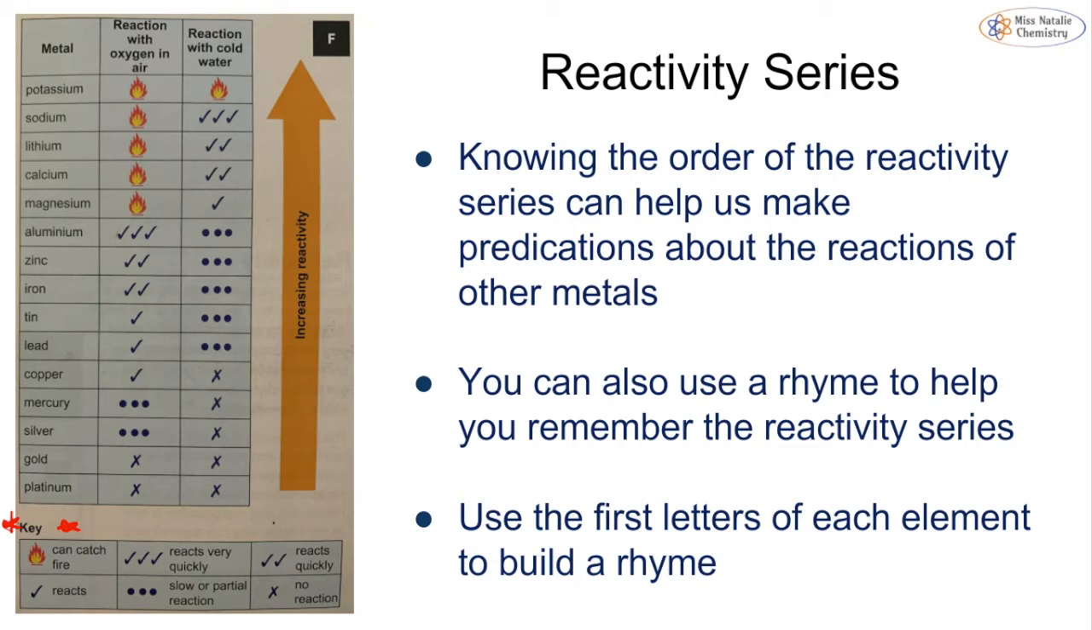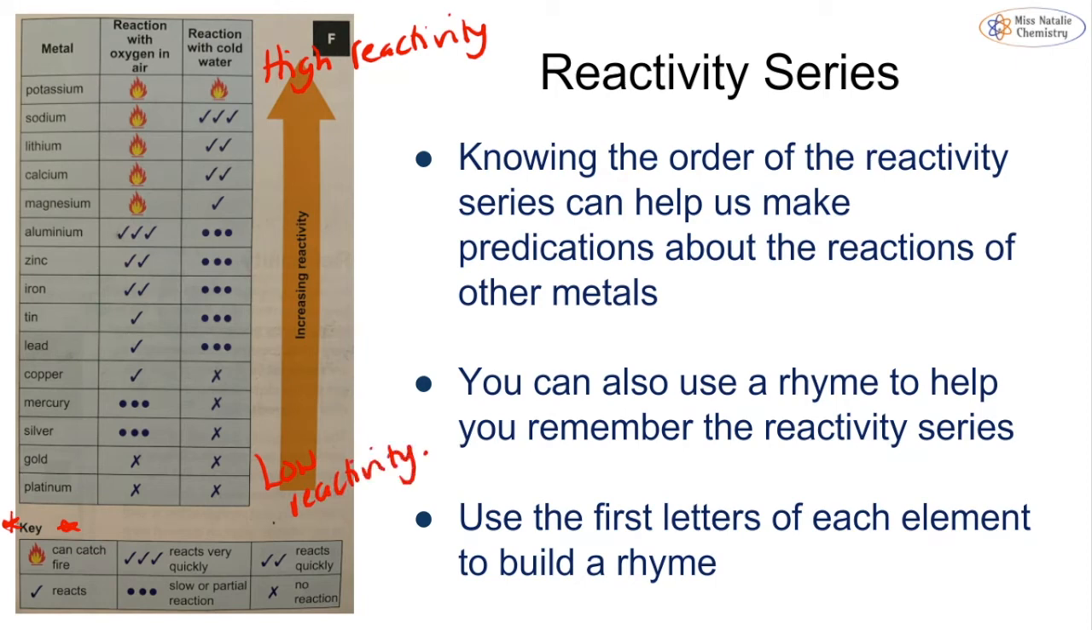So we can see that potassium reacts violently and explosively with both oxygen and water, whereas platinum doesn't react with oxygen or water at all. So we have our high reactivity at the top and our low reactivity at the bottom.